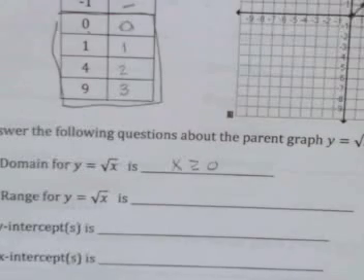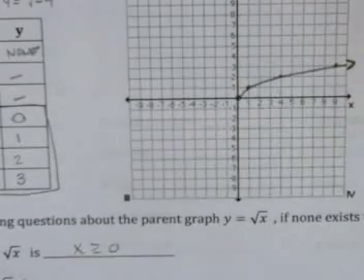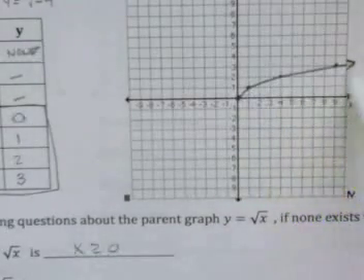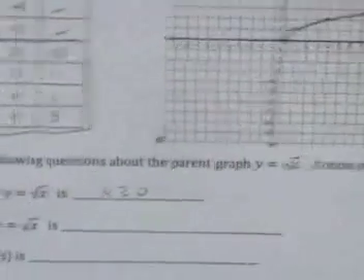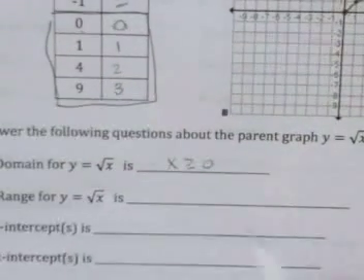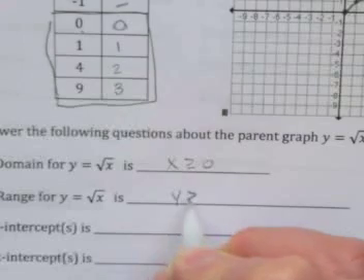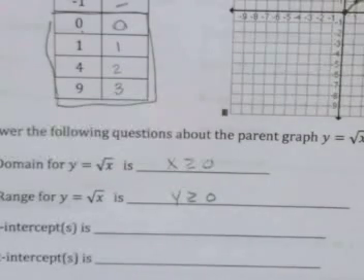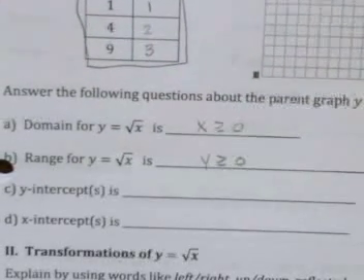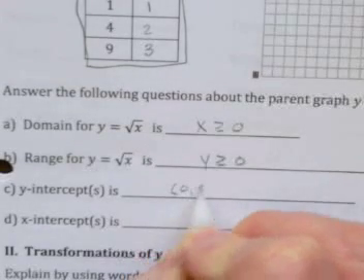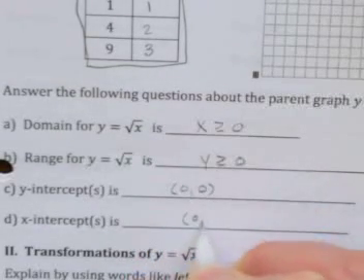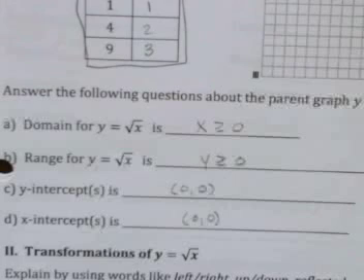The other thing I notice is that the range for the square root function is going to be positive numbers. Notice right here, we're not getting any negative numbers out when we substitute x values. So the range is where y is greater than or equal to 0. Our y-intercept is the point 0, 0, and our x-intercept is the same, 0, 0. So that is the parent square root function.